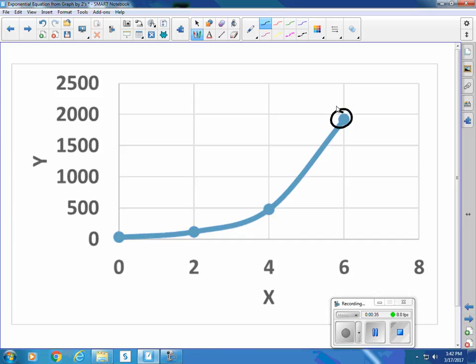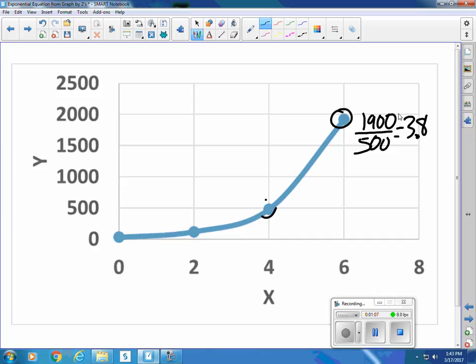It's close to 2,000. Maybe we'll call it 1,900? So there's 400, but there's 500 between these. So yeah, let's call it 1,900. And this one we'll call 500. So if I say 1,900 divided by 500, that gives me a value of 3.8. So it's about 4 times as big.